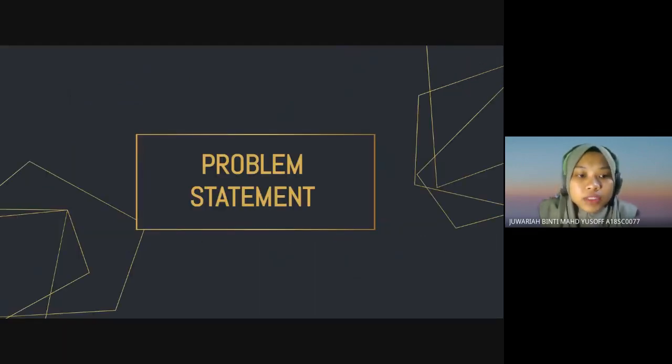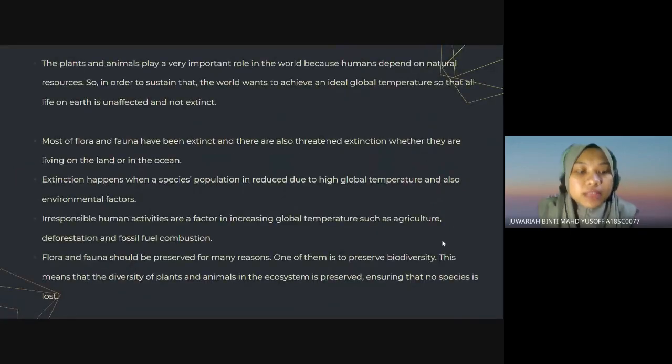For the problem statement, the plants and animals play a very important role in the world because humans depend on natural resources. Nowadays, as we know, most of flora and fauna have been extinct and also threatened extinction whether they are living on the land or in the ocean. Extinction happens due to high global temperature and also environmental factors.